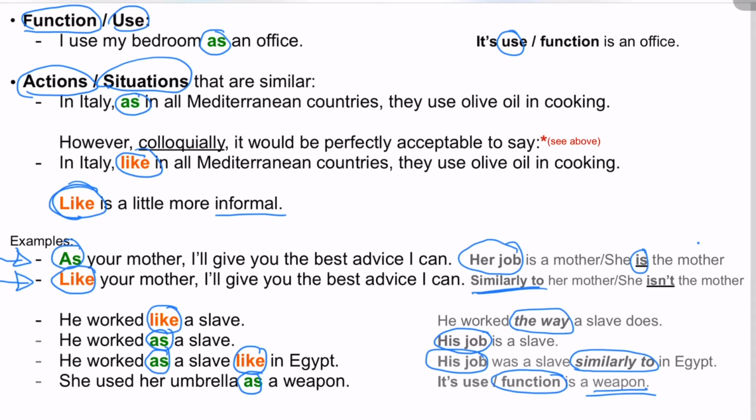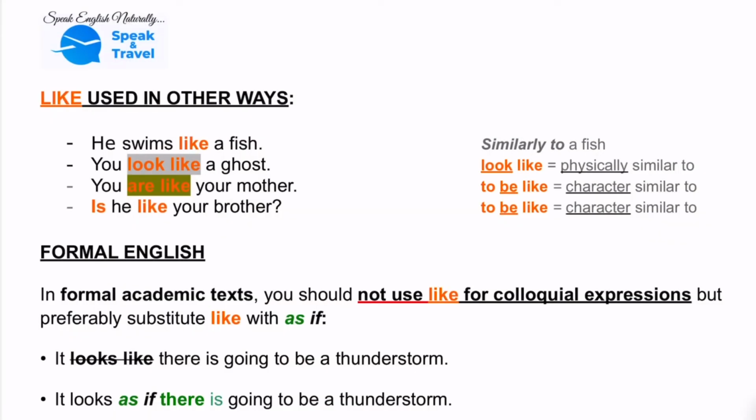Something which can hurt another person is a weapon, and you can use an umbrella as a weapon because it has a sharp point to keep people at a distance. Now, like can be used in other ways too. For example, we can say he swims like a fish means he swims similarly to a fish. This is an example like the ones above, so similar to the ones above.